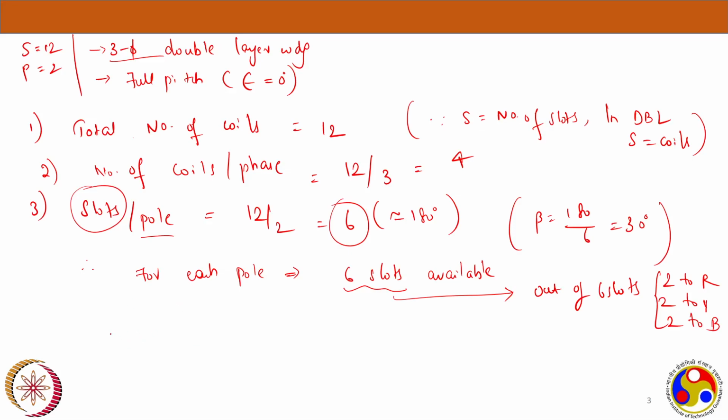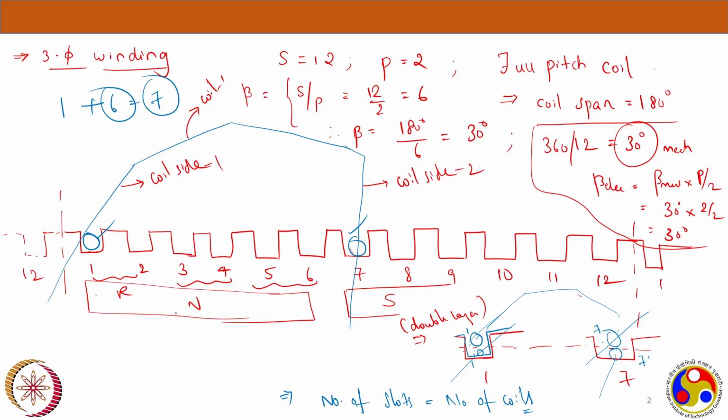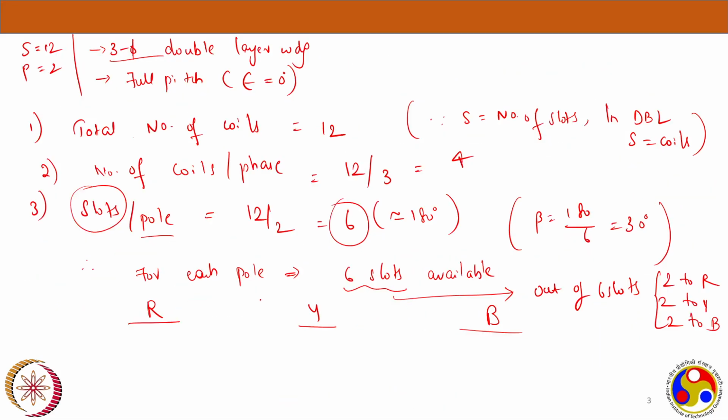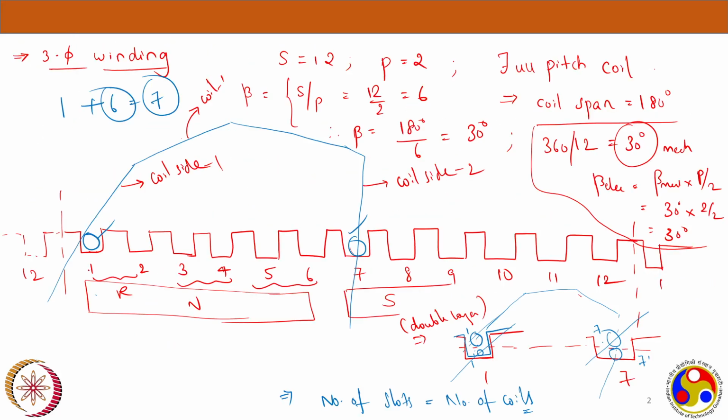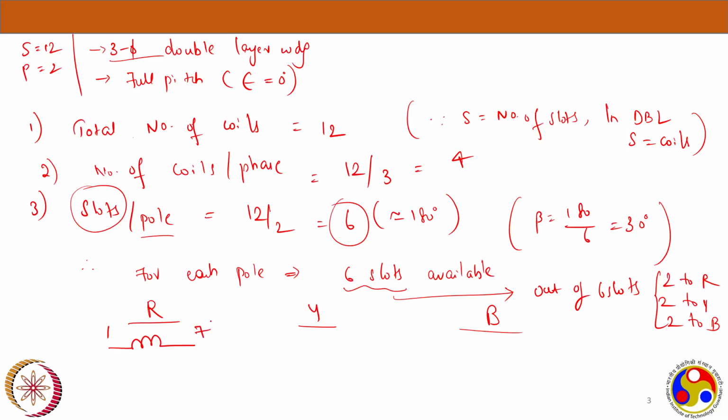Right. Now I'm just writing it here: R, Y, and B. Let's say I'm starting with R phase. North Pole and South Pole are there, and the first coil I have placed. Let's say this is coil number one. It's going and coming back at the seventh one, so I'm marking it as 7 dash. The immediate next slot I'm also using for the R phase, so I will place it here and it will be 2.